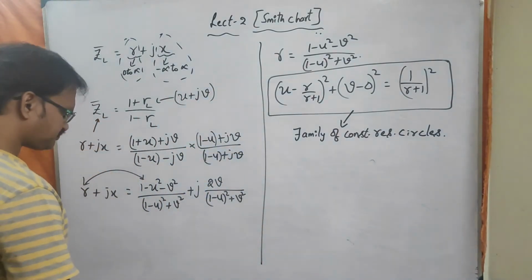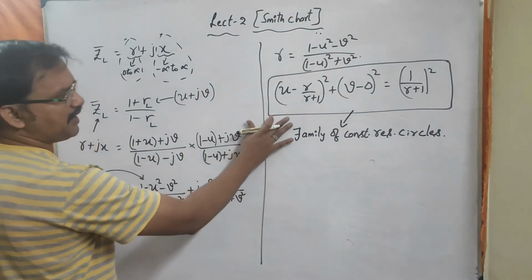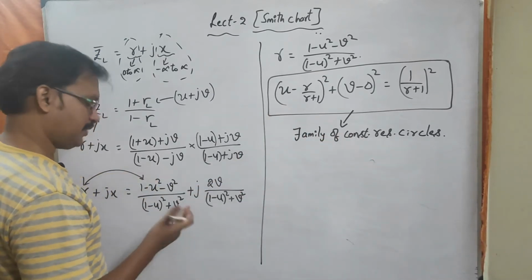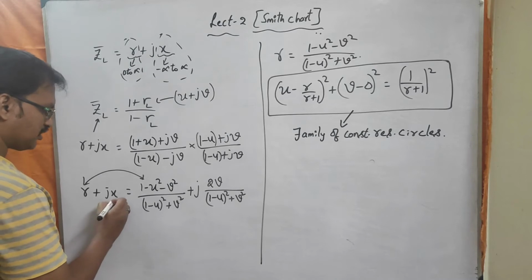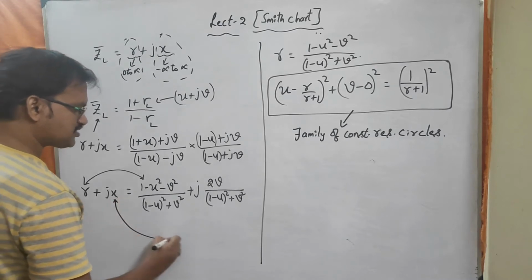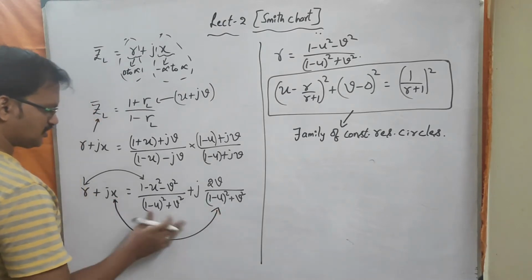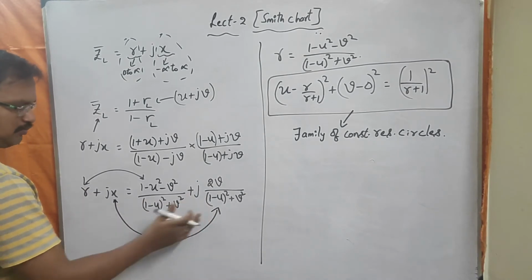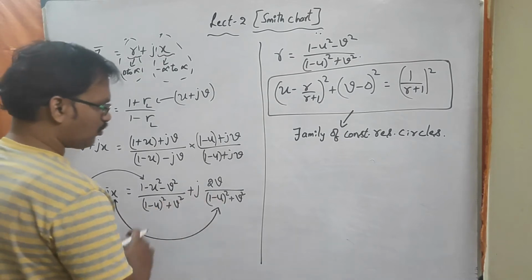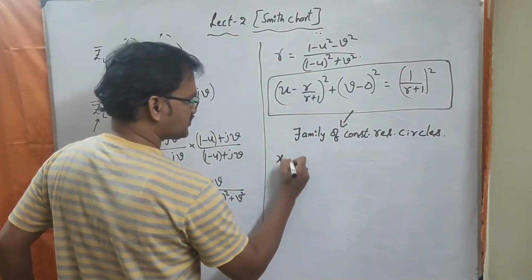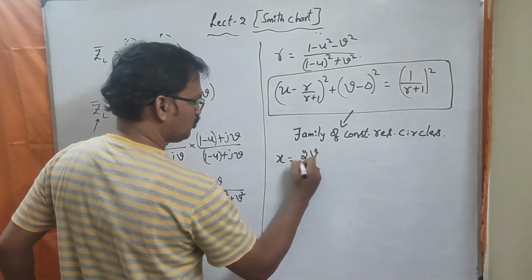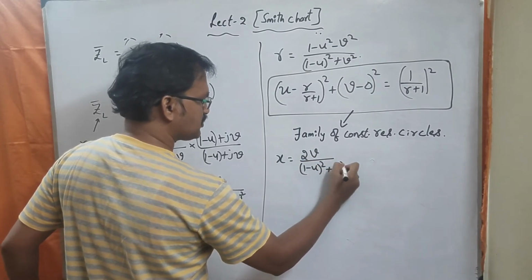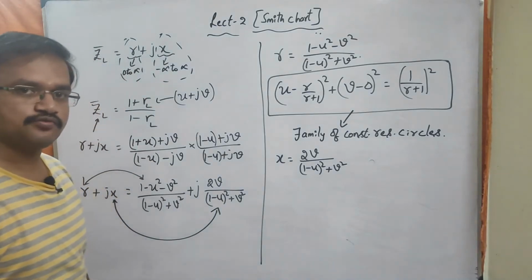Okay, so now we have successfully mapped all these family of constant resistance circles onto the gamma plane. Now we try to equate the imaginary part of this equation on both sides. So what are you going to get here? You will get x is equal to 2v divided by (1 minus u) whole square plus v square.